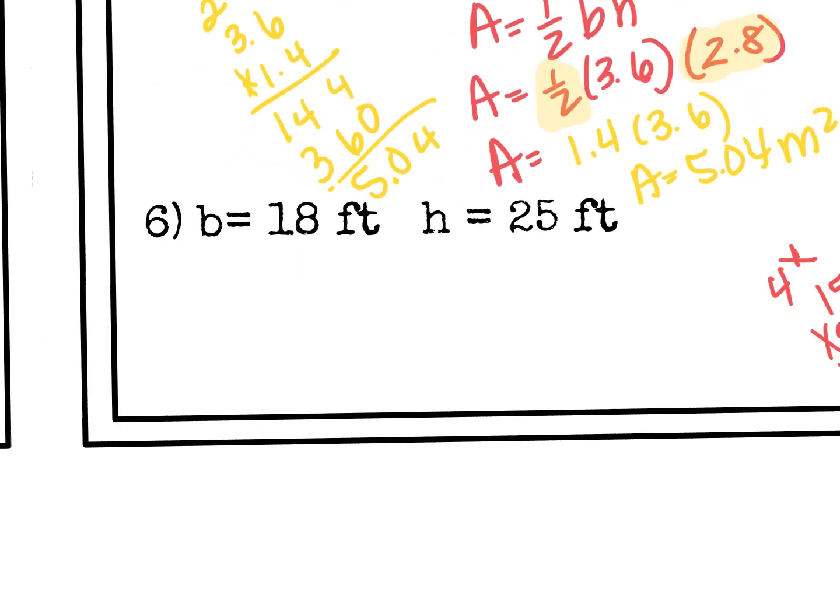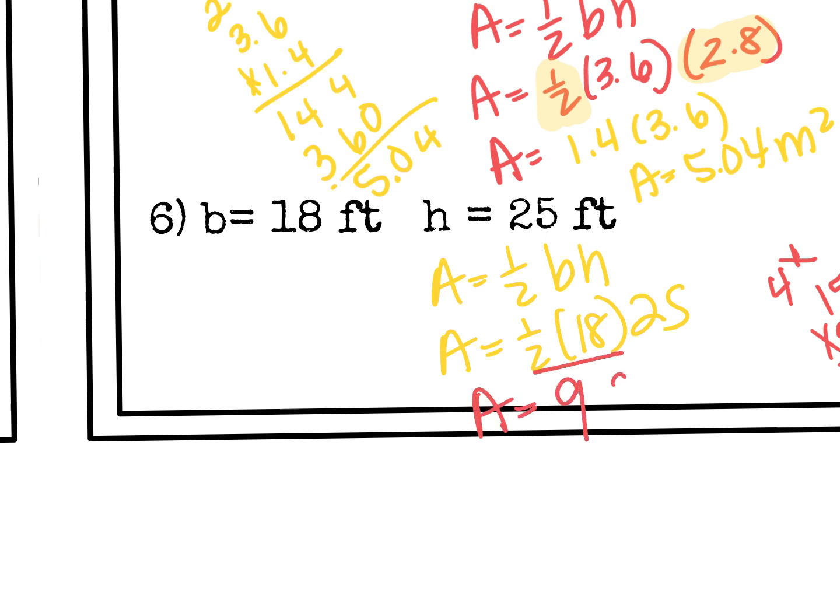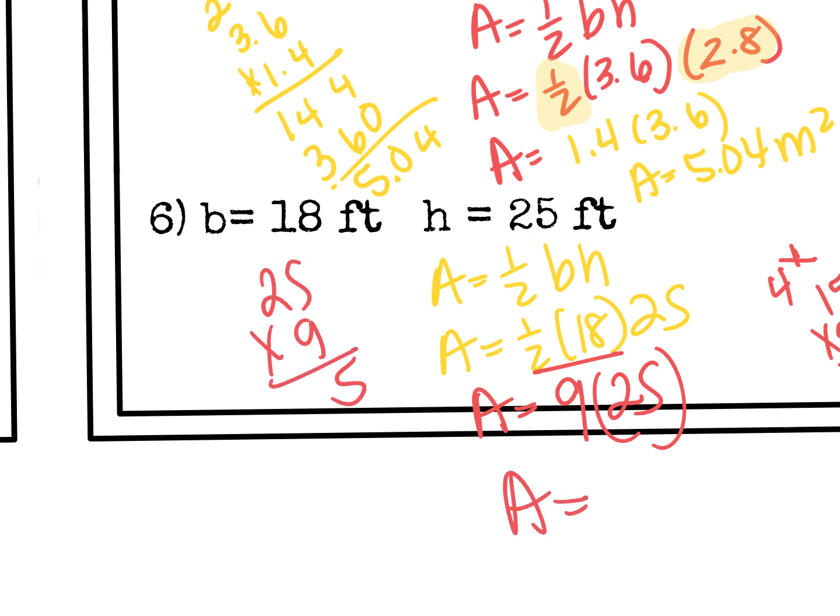Okay, so let's look at the last one. You need the formula. You need to plug in your numbers. So, half of 18 is 9, and you are just multiplying it to 25. 18, 19, 20, 21, 22, which is 225 feet squared.